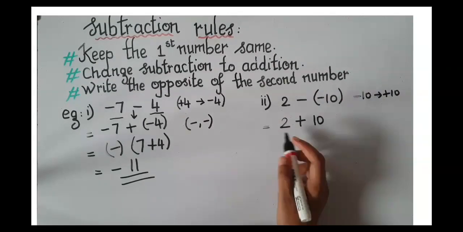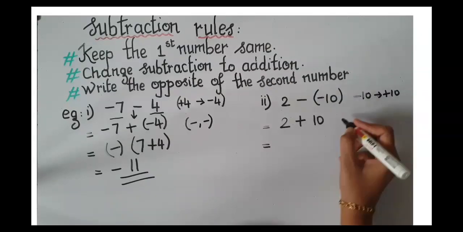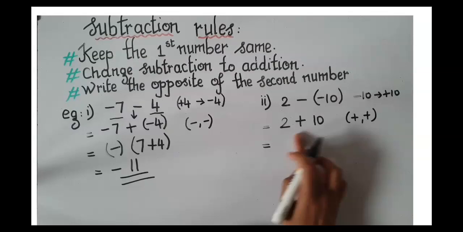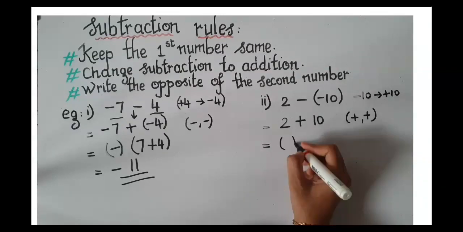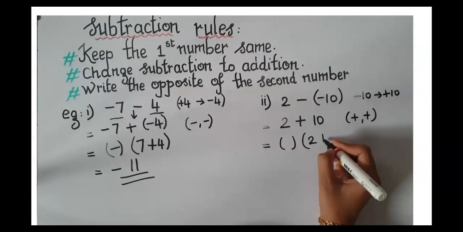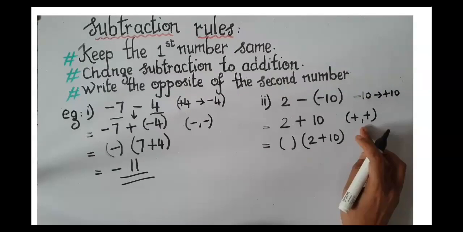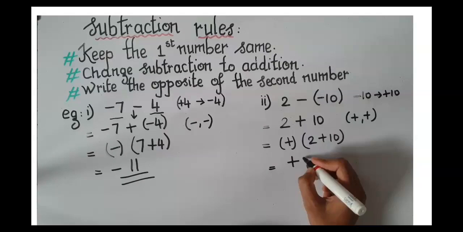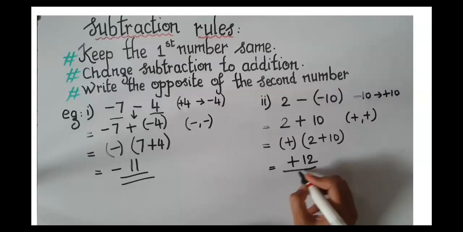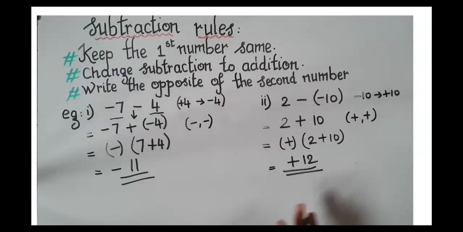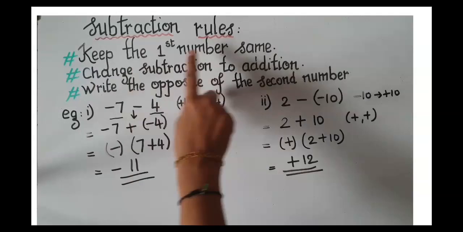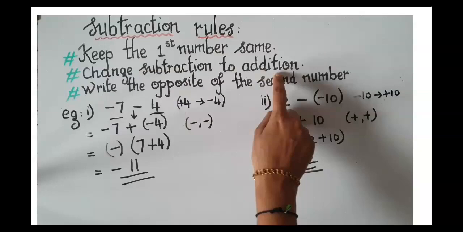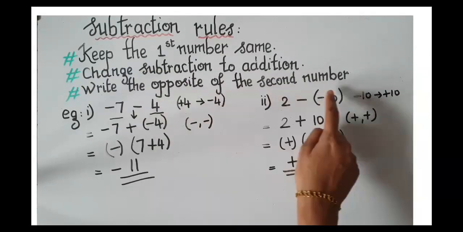So 2 plus 10. Again plus plus we have got for addition rules here. Whenever we have same signs, we add the numbers. Correct? So that is the first thing we are going to do. 2 plus 10 and put that same sign. So what is my answer? Plus 12, or +12. Okay, I hope you all have followed both the examples. See the rules. Keep it, change it, opposite it.